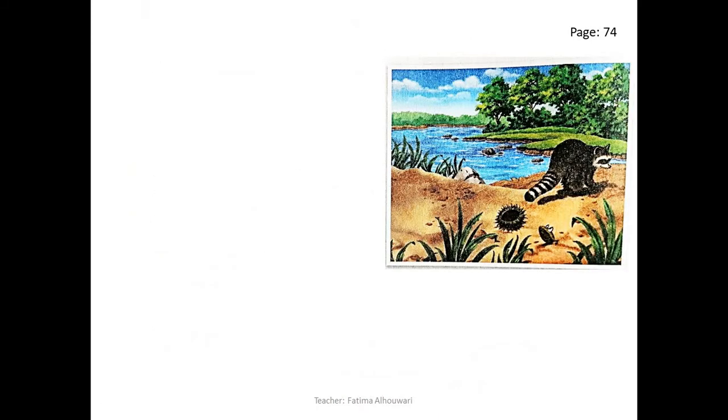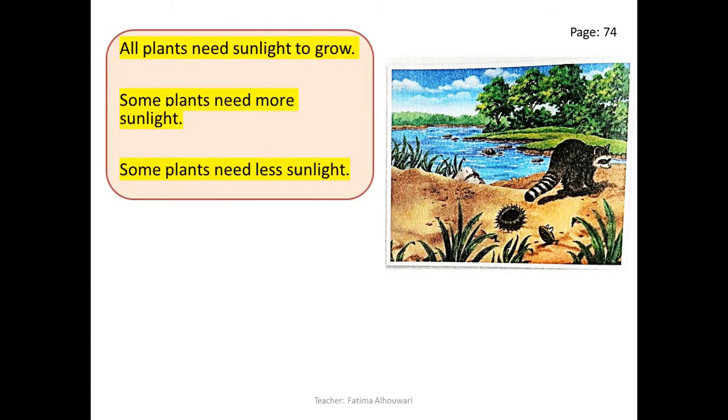Let's see the next page, grade 1, page number 74. Again, grade 1, all plants need sunlight to grow. But some plants, as we saw, need more sunlight, while some plants need less sunlight.